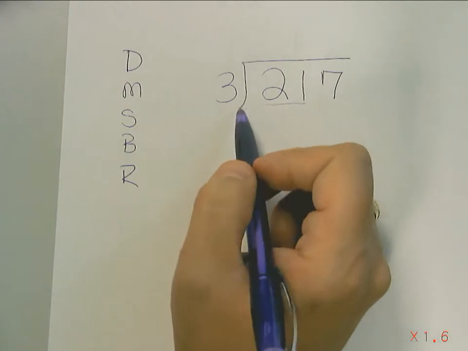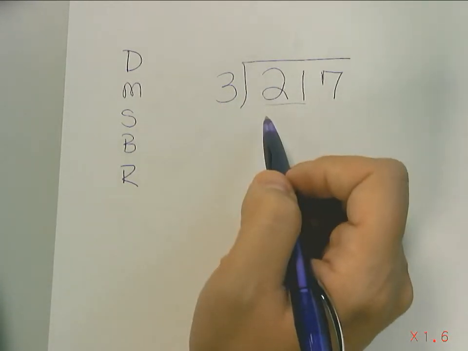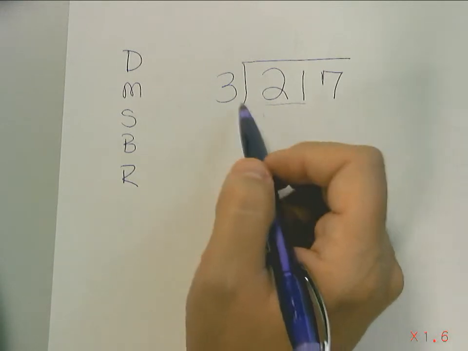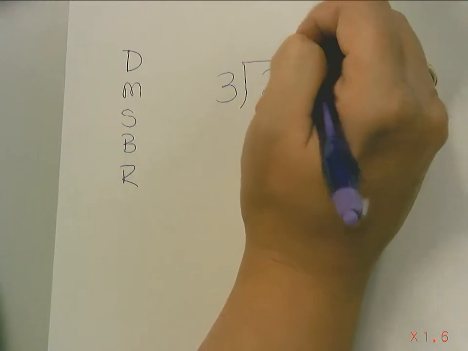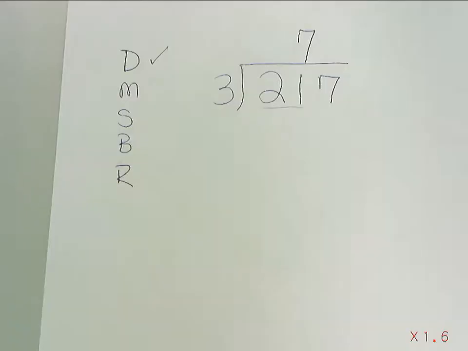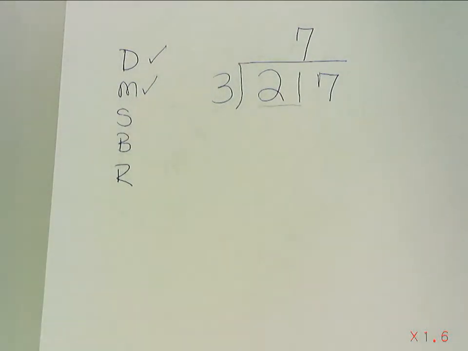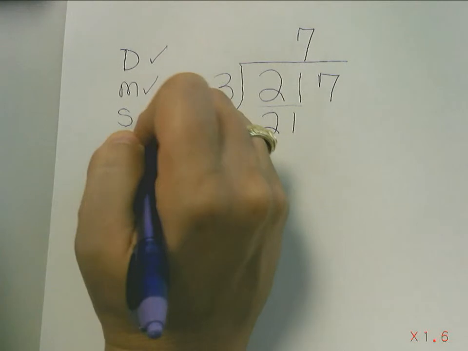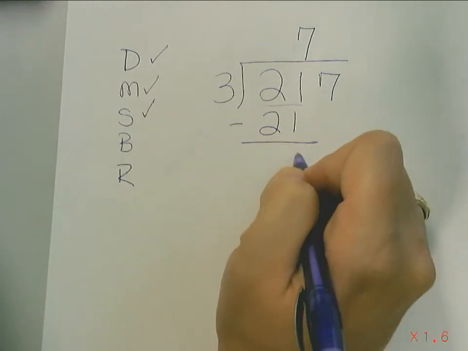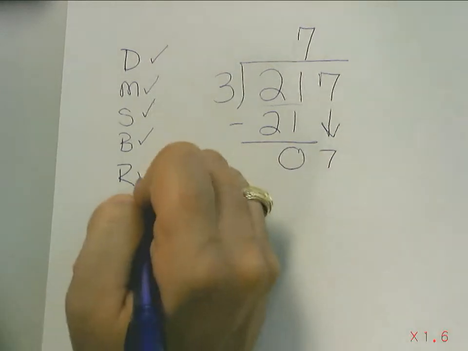So I can ask myself, how many times does 3 go into 21, or 3 times what gives me a number that's equal to or less than 21? 3 goes into 21 7 times. That's my division step. Then I'm going to multiply the digit I just wrote on top. 7 times 3 is 21. Subtract. 21 minus 21 is 0. Bring down our 7. Repeat or remainder.